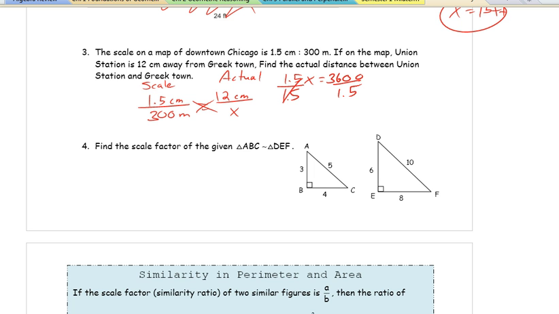So that's going to come out to be 2,400, and that would be meters away, because it converts it back. Okay, because centimeters are on top, meters were on the bottom. It'll work out so it converts it right back to meters for you.